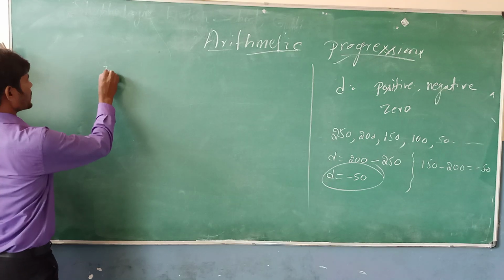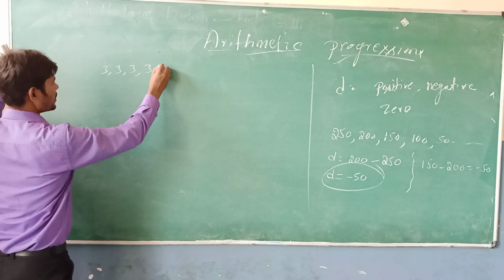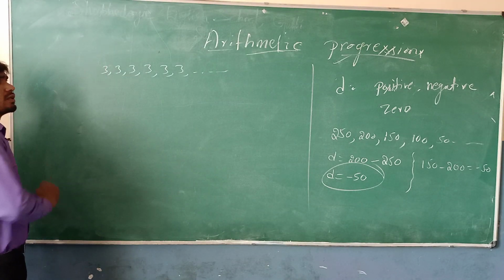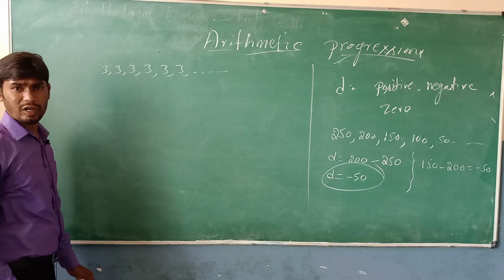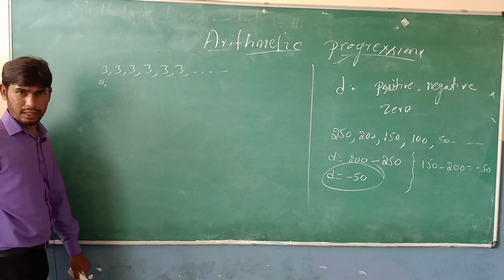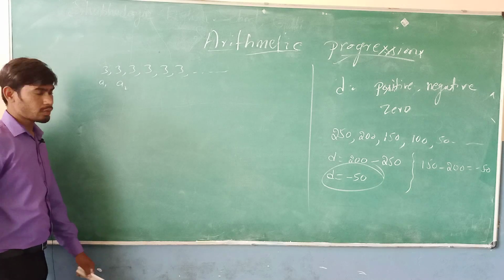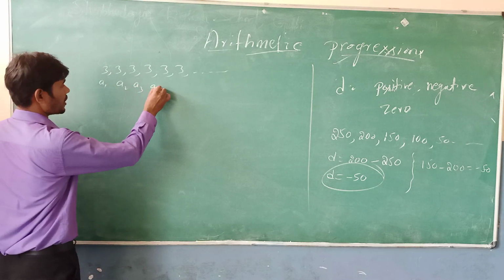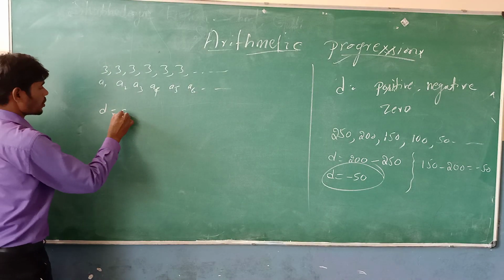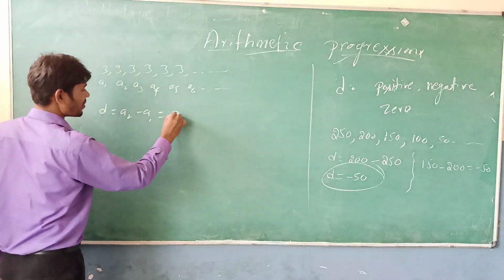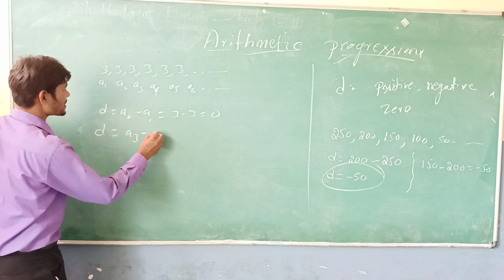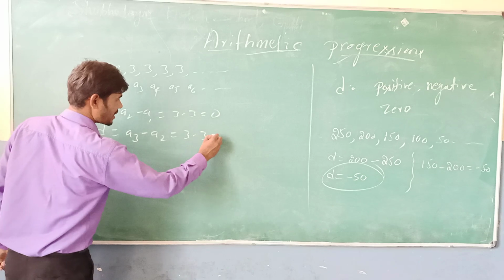For example, 3, 3, 3, 3, 3, 3, and so on. This is also a pattern, a sequence, and an arithmetic progression, one type of arithmetic progression. The common difference is here. First term A1 is simply called A, next term A2, next term A3, A4, A5, A6, and so on. Here D is equal to A2 minus A1, which is 3 minus 3, equal to 0. And also A3 minus A2, 3 minus 3, is also equal to 0.